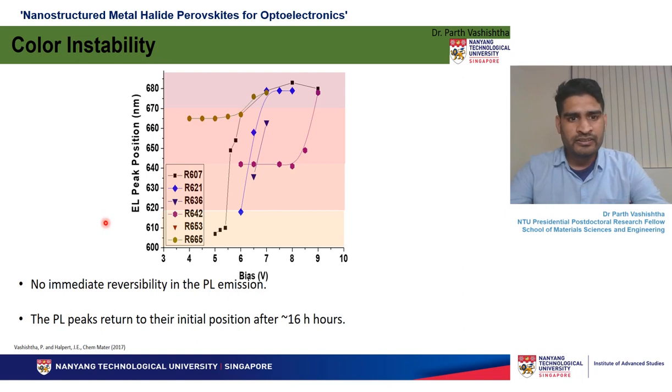And here we can see it as the EL peak moves. When we change the voltage from 4 volts to 10 volts, you can see all the EL peak positions move from their original value towards 680 nanometer, and that shows the halide segregation here.